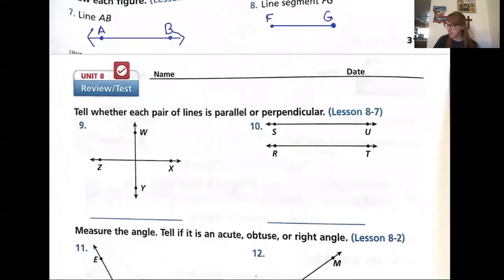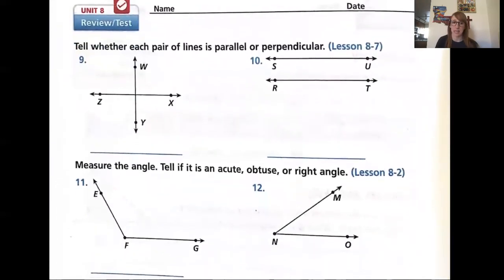Looking at numbers 9 and 10. So remember, in order to be parallel, the lines must never touch. And in order to be perpendicular, the lines must touch and create right angles. So number 9, we have perpendicular lines. And number 10, we have parallel lines.